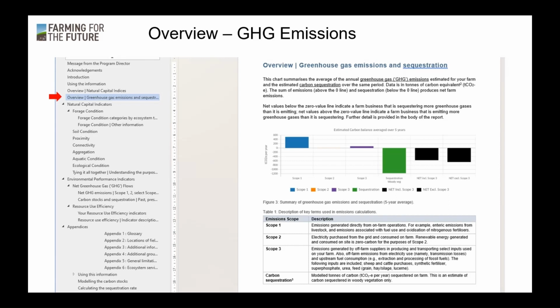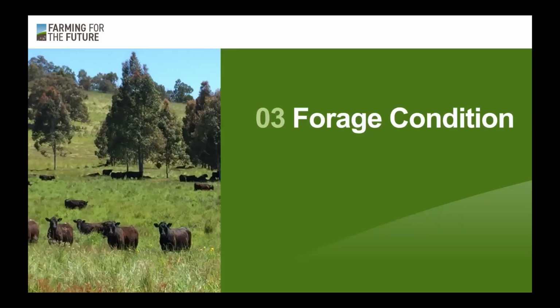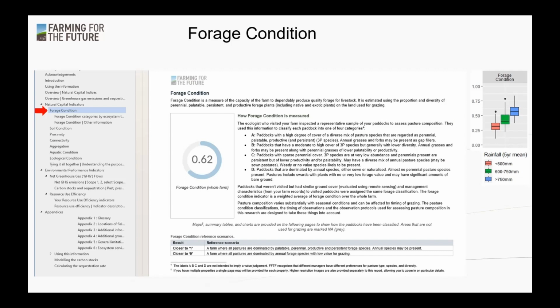So we're providing both of these so that you can use them as required. So let's have a look at the detail of the indices in your report. The first index that you'll find is the Forage Condition Index.